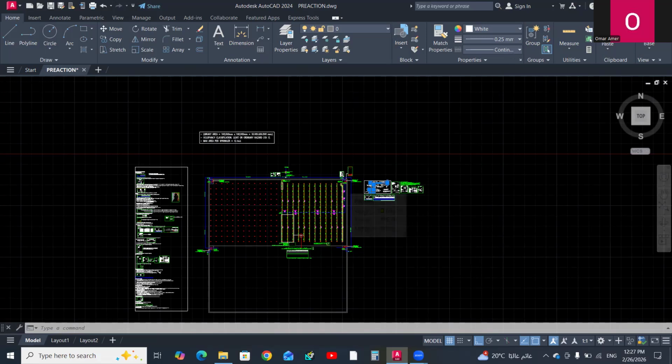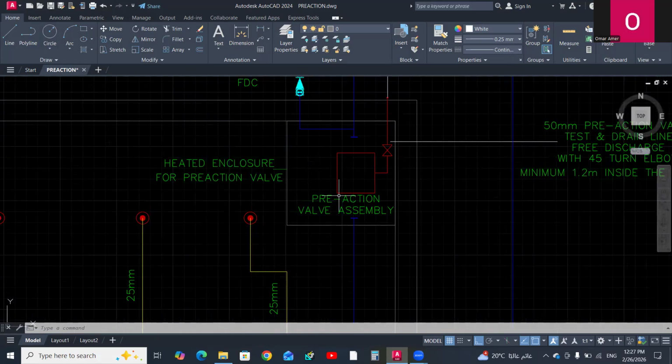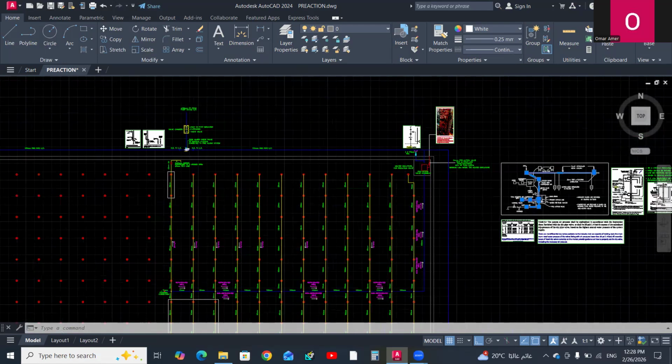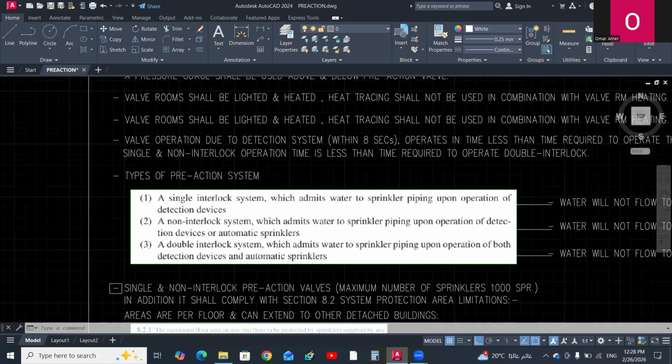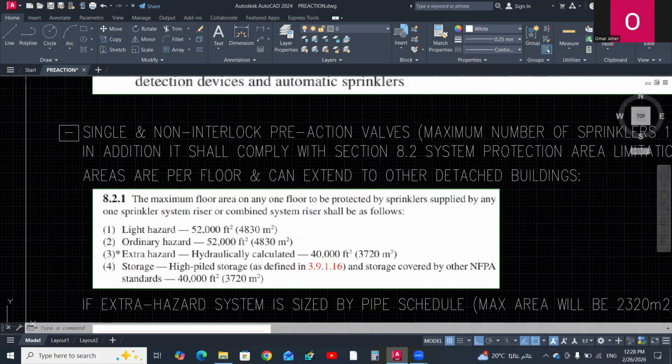According to NFPA 13, the maximum area covered by a pre-action valve shall not exceed the maximum area that can be protected by a normal zone control valve sprinkler system with a zone control valve station, gate valve, check valve, and flow switch. According to NFPA 13, we can check the area limitations: for light hazard 4830.